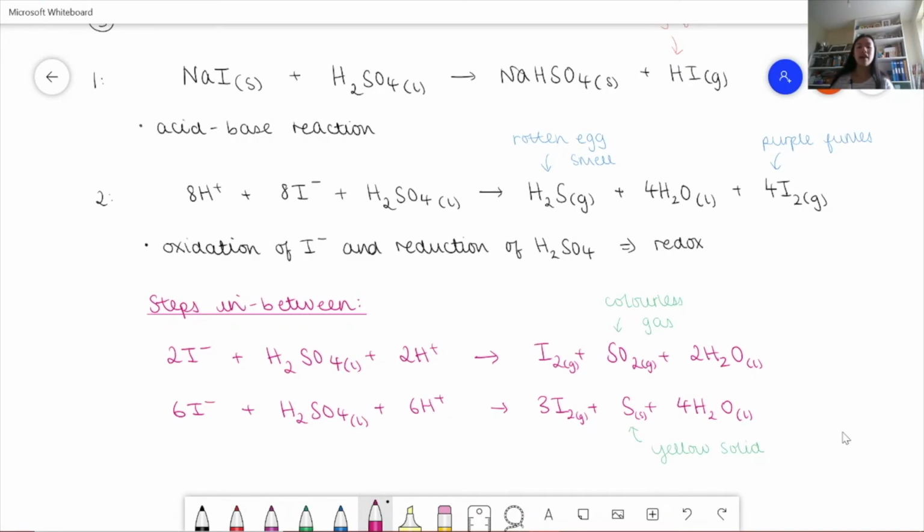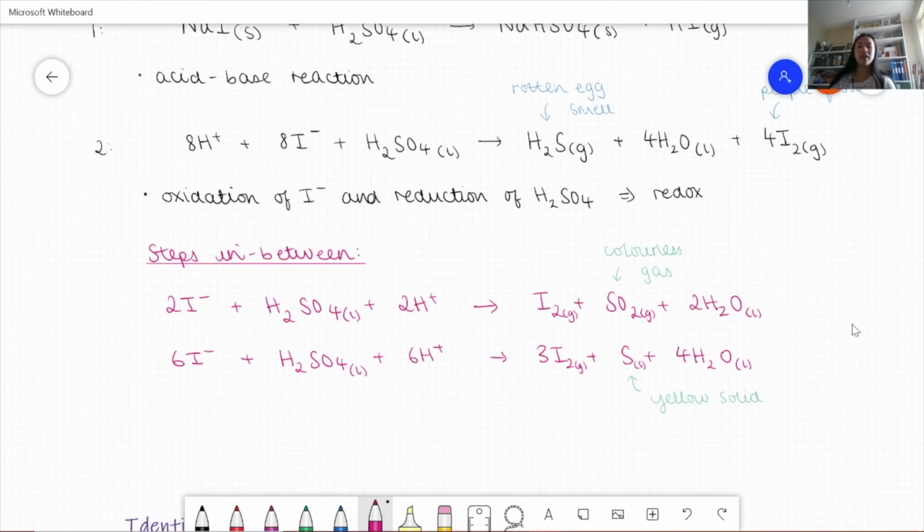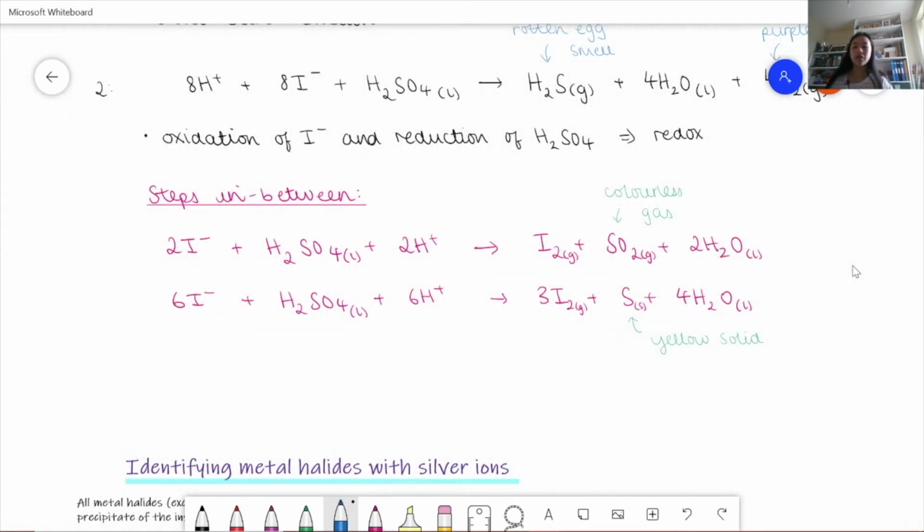The reason we can tell why all of these extra things are produced is because of the reducing power of the iodide. If we look at the oxidation numbers of sulphuric acid, hydrogen sulfide, sulfur dioxide, and sulfur, then we'll be able to see the oxidation number decreases. First, we have sulphuric acid, which is H2SO4, and so the sulfur has an oxidation number of +6.